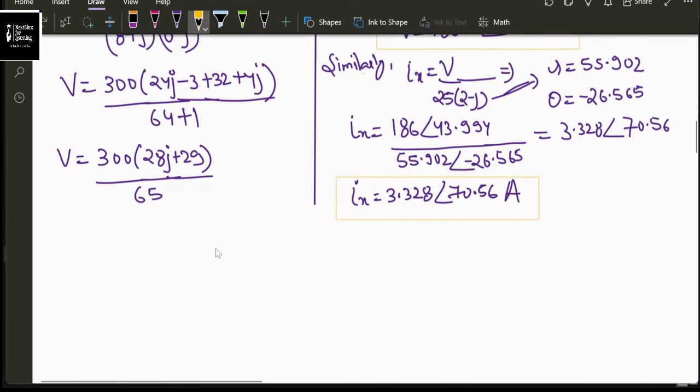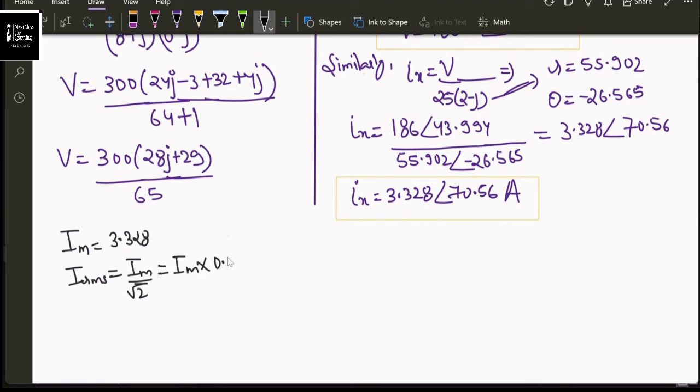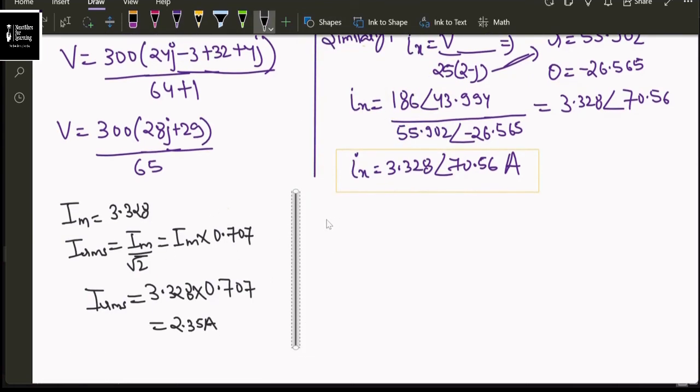So the current we have obtained, its magnitude is the maximum value. So we need to determine I RMS, which is equal to I max upon root 2. On solving this we will get I RMS. RMS stands for root mean square, and it is equal to 2.35 ampere.